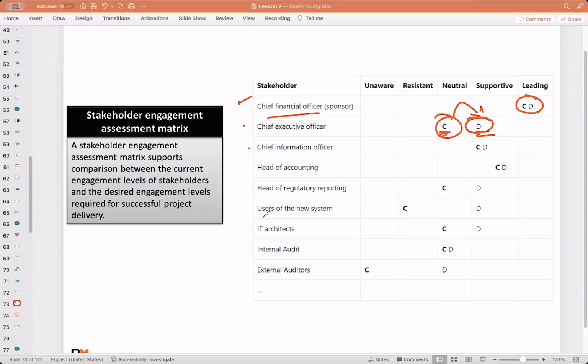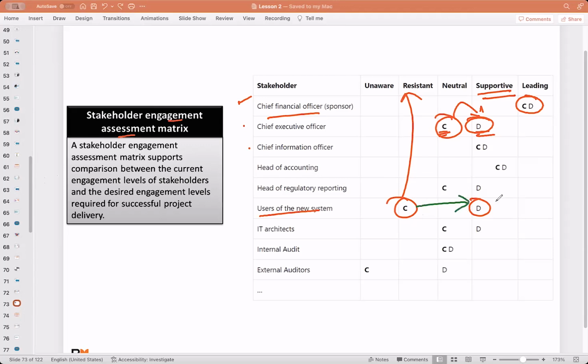Now, see this, users of the new system. Currently they are resistant, and my desire is let them be supportive. Are you getting a feel, guys, everyone? Now, I'll tell you one drawback of this engagement assessment matrix. It's not a drawback. What I'm trying to tell is the engagement assessment matrix doesn't guide you how to move from C to D. Is that clear?